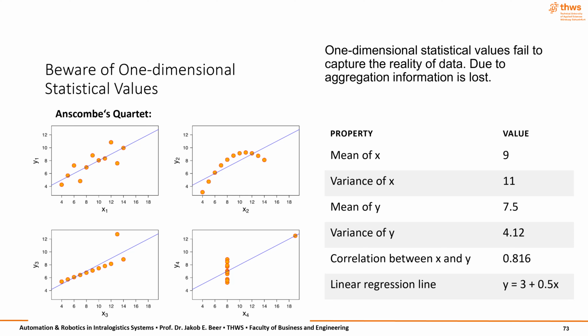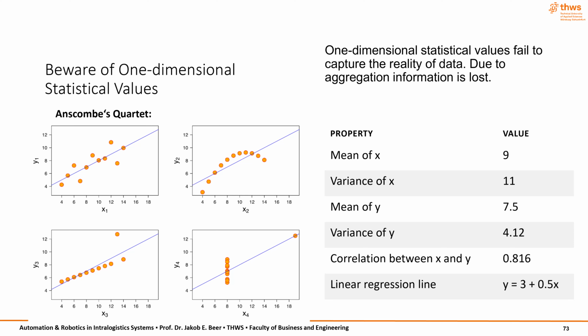The first graph shows a fairly typical linear relationship. The data points are scattered around the regression line with no obvious anomalies. The second graph, however, reveals a clear, non-linear relationship. There's a curve in the data, but the regression line doesn't capture this at all. Yet, it gives you the same statistical summary as the first graph.